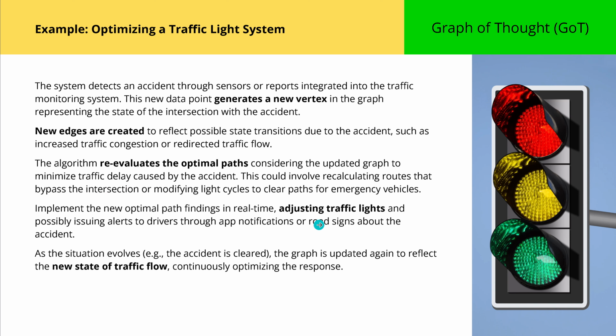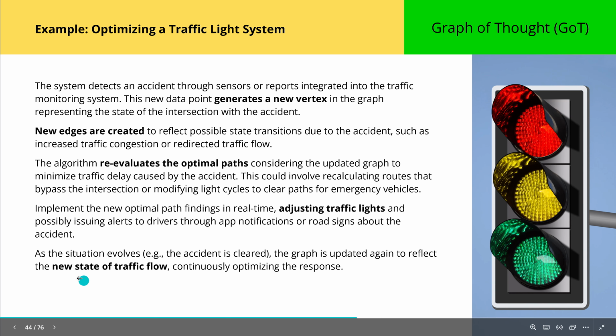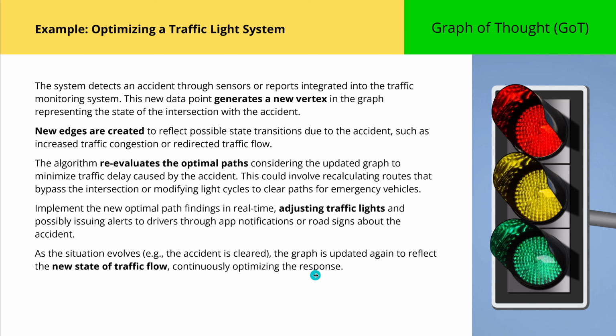And then the graph algorithm re-evaluates here the optimal path, considering the updated graph to minimize the traffic delay. You adjust the traffic lights accordingly. The situation comes now to an equilibrium. If the accident is finally cleared, the graph is updated again and reflects this new state here of a traffic flow, continuously optimizing the response.